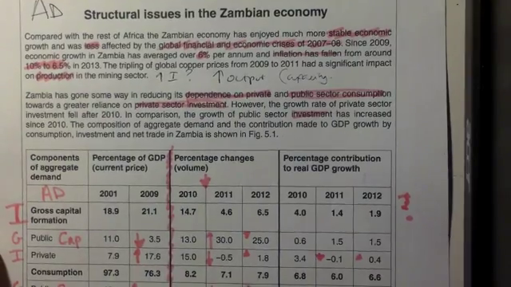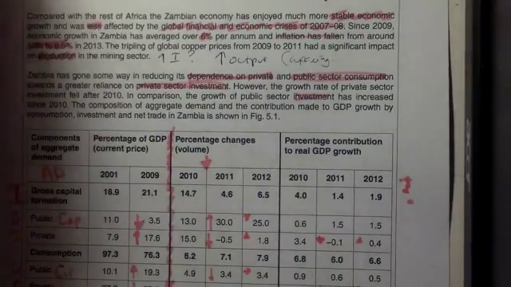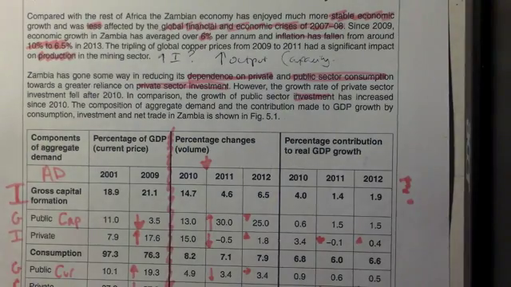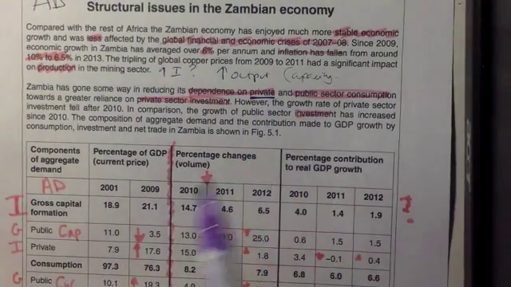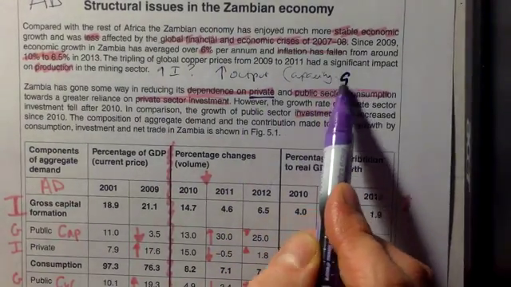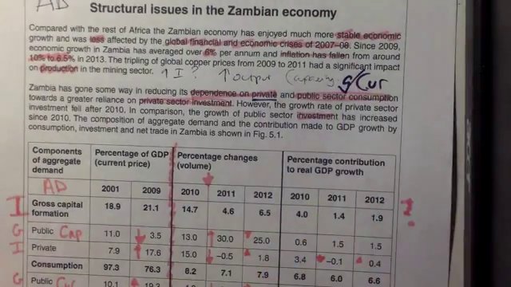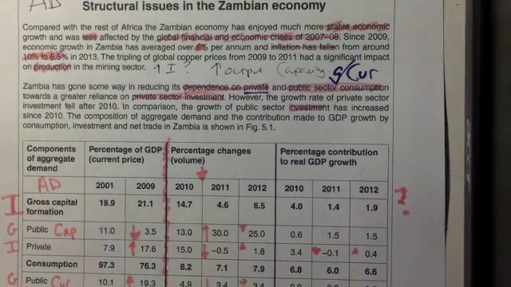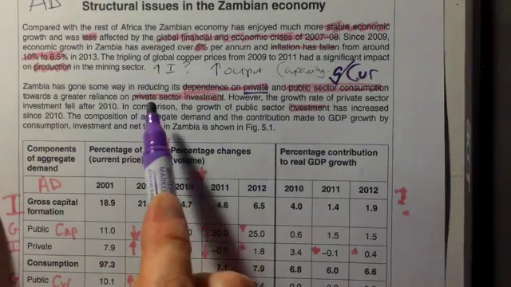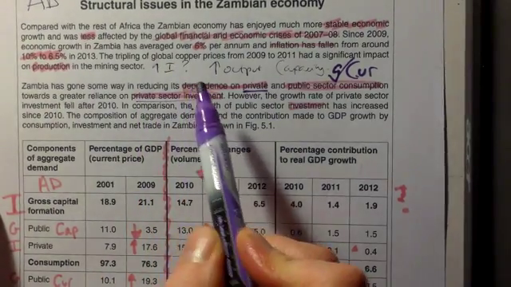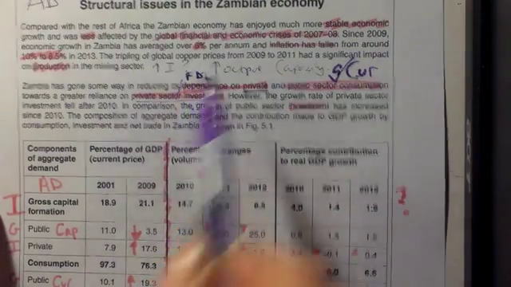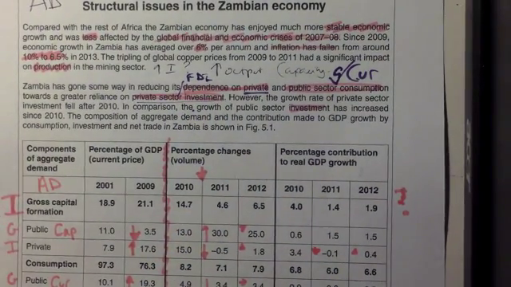The next paragraph talks about how Zambia has gone somewhere in reducing its dependence on private and public sector consumption. So private sector is the C, public sector consumption is part of the G, and it's current spending. So spending on subsidies, spending on public sector wages, towards a greater reliance on private sector investment. For a developing economy, a lot of this is potentially FDI as well. However, the growth rate of private sector investment fell after 2010.